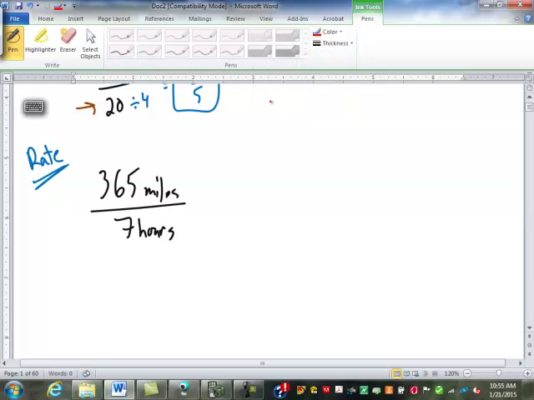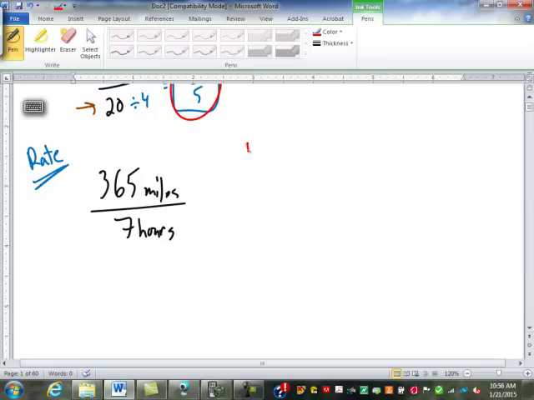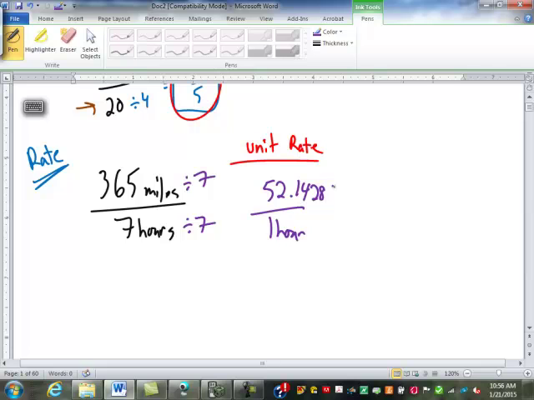The second big difference is a ratio, we reduce it as far as we can, like 4 to 3 or 12 to 5 or 1 to 4. A rate is almost always reduced to what we call a unit rate. In a unit rate, the denominator is 1. So we would divide this by 7 to make that 1 hour in the denominator. If we divide by 7 up here, that would give us 52.14285714 approximately miles.